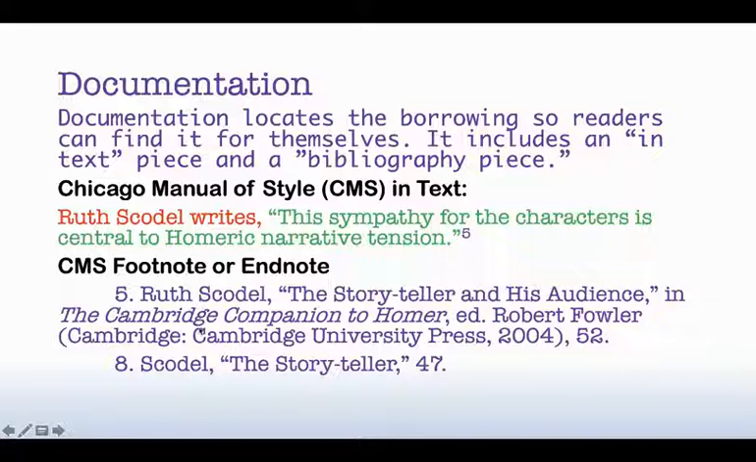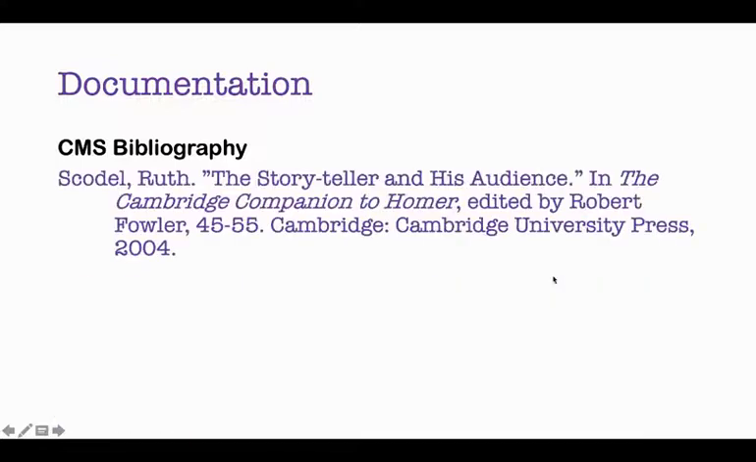On second, third, and further uses of that source, you would also include an endnote or footnote, and you would include the page number, but you would include the last name of the author only, and you would include a shortened version of the title. And that's not all for documentation with Chicago Manual of Style. You might also have to finish up with a bibliography, and that bibliography will look something like this.